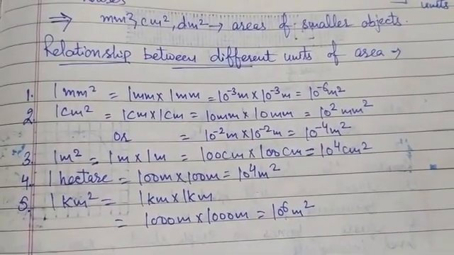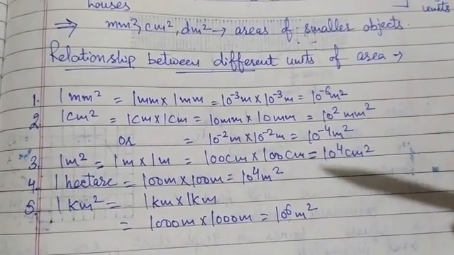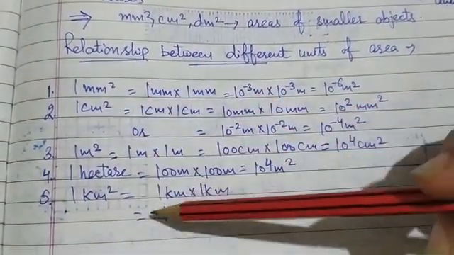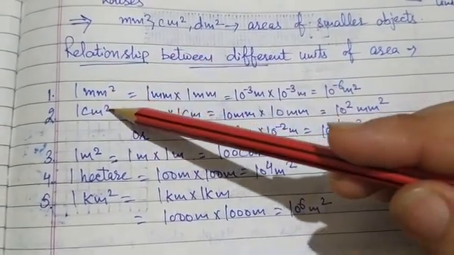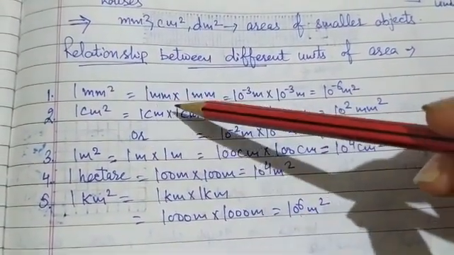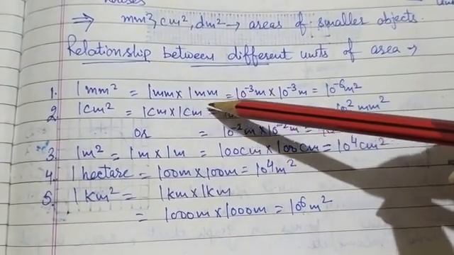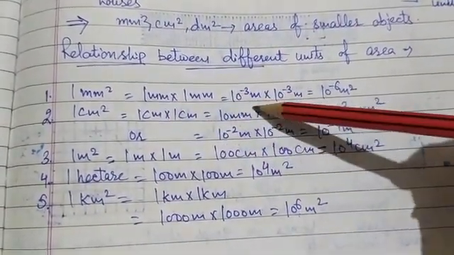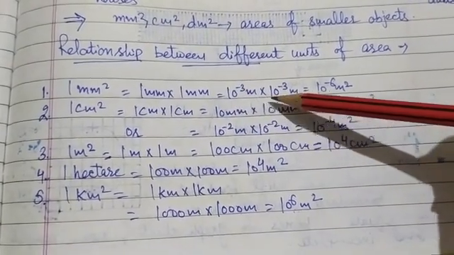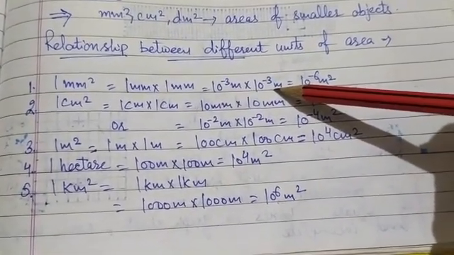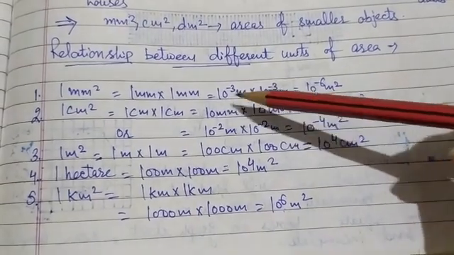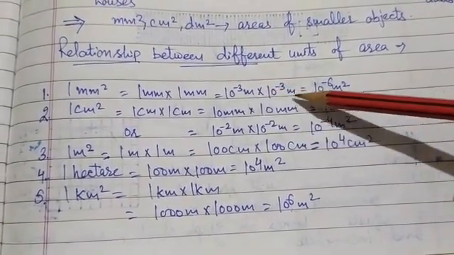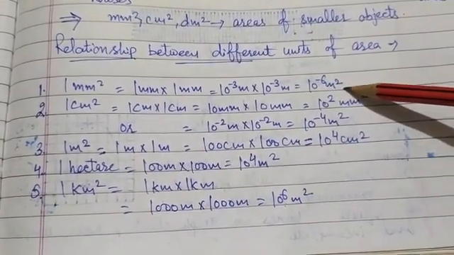Next is the relationship between different units of area. We know that these are the different units of area, so here we will see the relationship between these units. First one is millimeter square. 1 mm² can be written equal to 1 millimeter multiplied by 1 millimeter. We know that 1 millimeter is equal to 10^-3 meter. So it will be equal to 10^-3 meter multiplied by 10^-3 meter. Bases are the same, powers will add, that will be equal to 10^-6 meter multiplied by meter, that is equal to 10^-6 m².